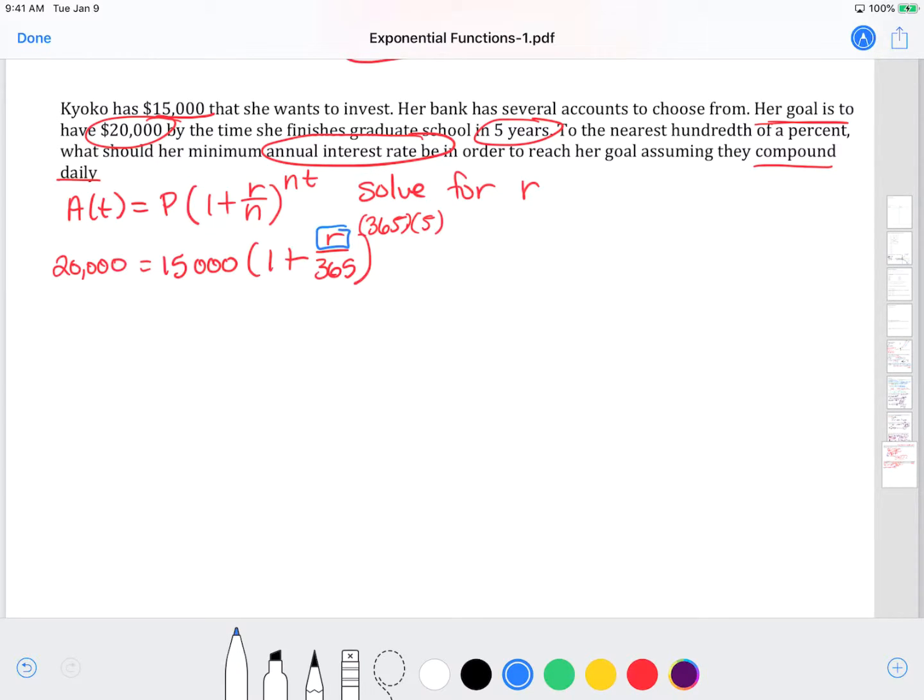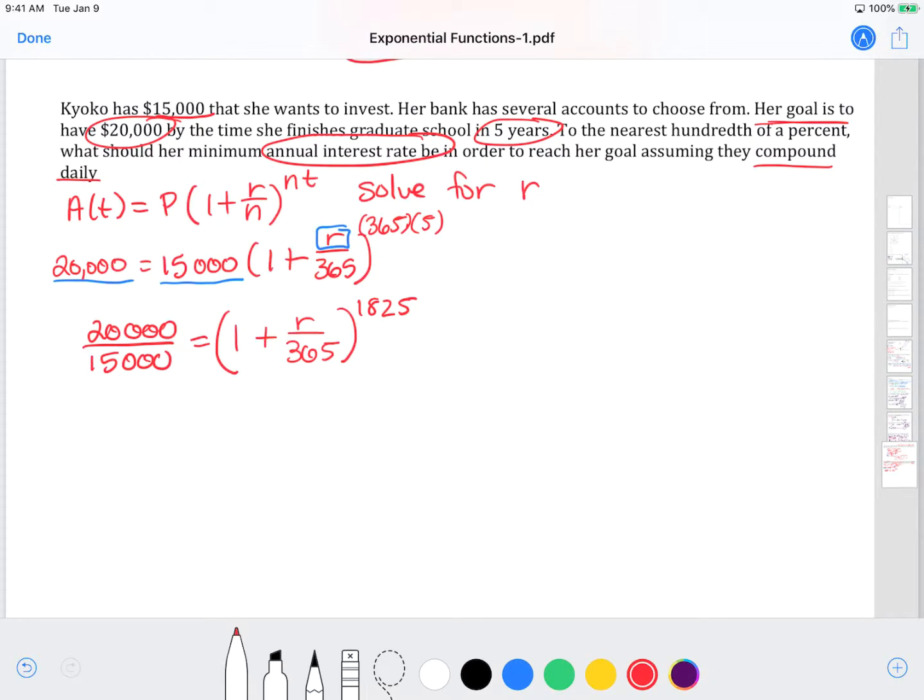So the first thing I want to do is get rid of this 15,000 and divide both sides by 15,000. So I have 20,000 divided by 15,000 is equal to, and then I'm just left with the parentheses over here. When I take 365 times 5, that gives me 1825.